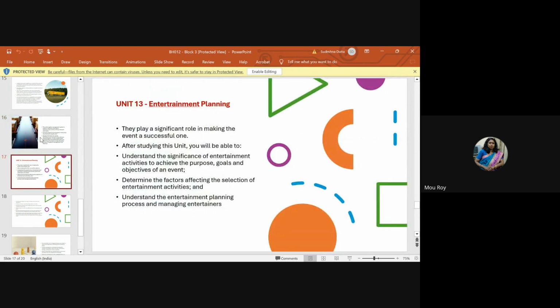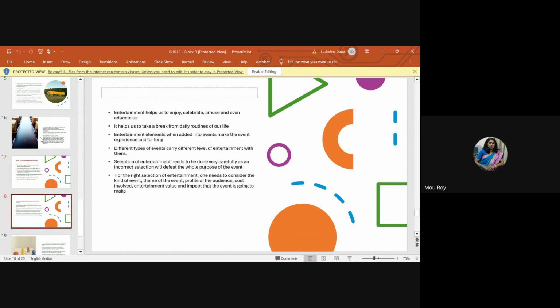Now this is the last unit, unit 13, about entertainment planning. They play a significant role in making the event a successful one. So after studying this unit, you will be able to understand the significance of entertainment activities to achieve the purpose, goals and objectives of an event. You have to determine the factors affecting the selection of entertainment activities, and you have to understand the entertainment planning process and managing entertainers.